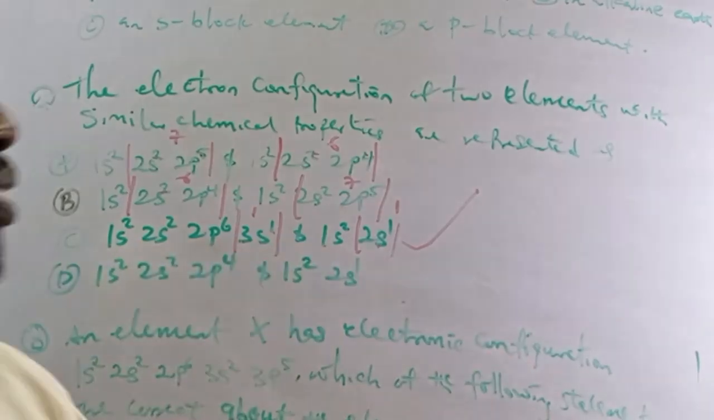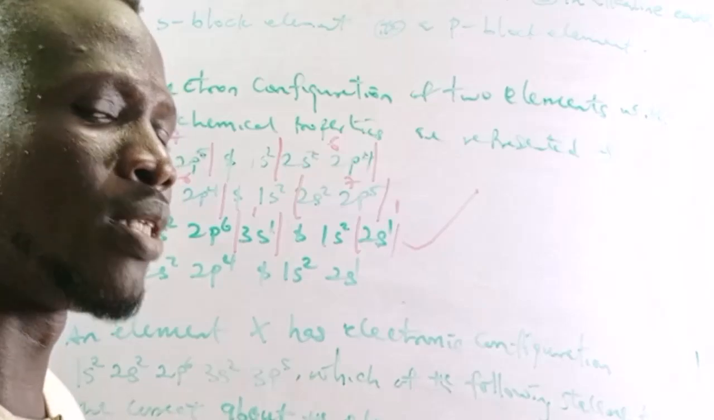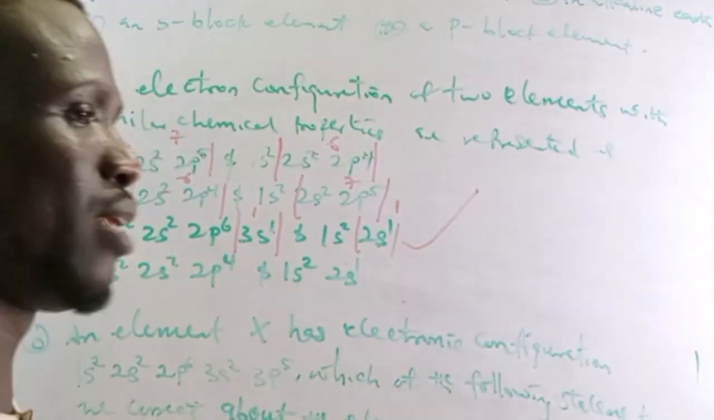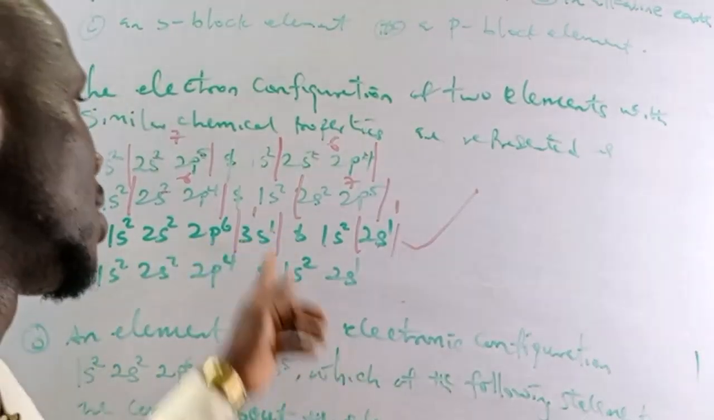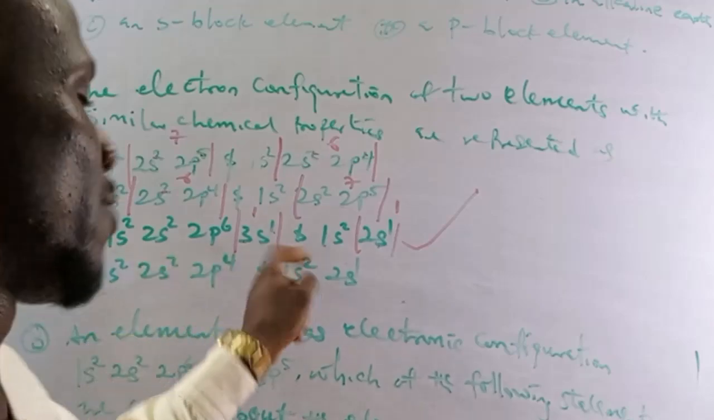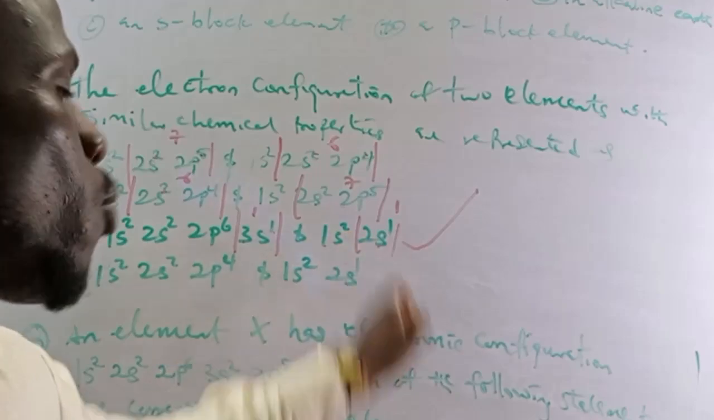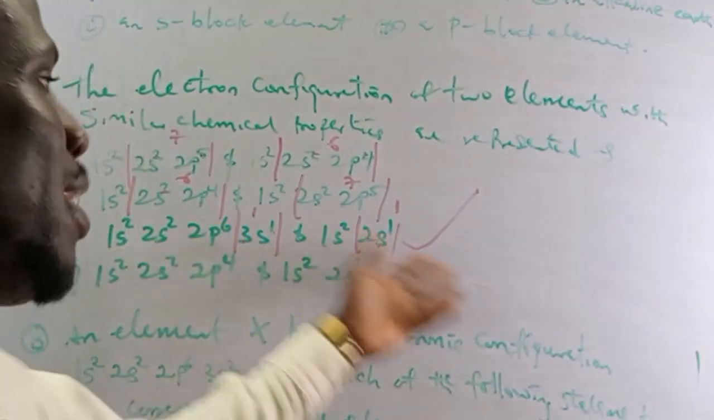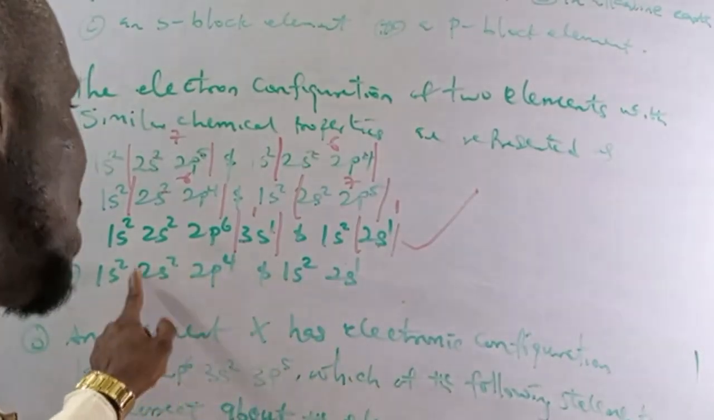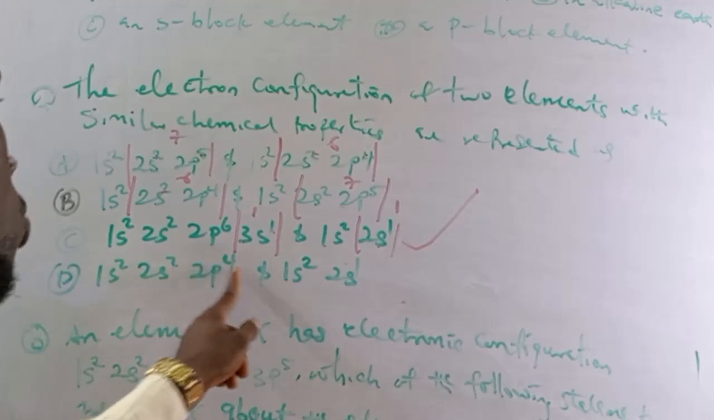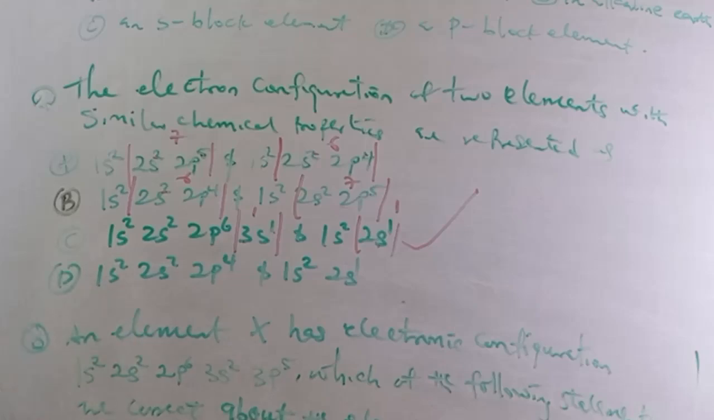What is this element? 2 plus 2, 4 plus 6, 10 plus 1, 11. The element is likely to be sodium. In a neutral state, the element you write is sodium, because sodium has 11 electrons, which is equal to 11 protons. What is the element here? 2 and 1. That is lithium. So this is sodium and lithium. Is that okay? It's not this one. The number of electrons in the last energy level here is 2 and 4, which is 6. So the answer is C.